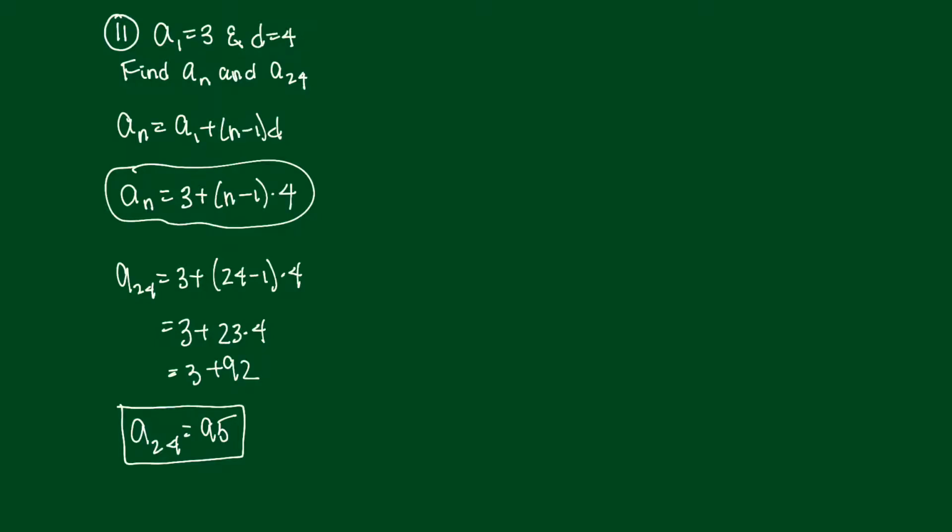You know, I guess you could do this. Here's the first term, 3. What's the next one? 3 and 4 more, so you get 7. And then 11, and then 15. You could keep going out 24 terms, but I'm going to bet you get to 95.